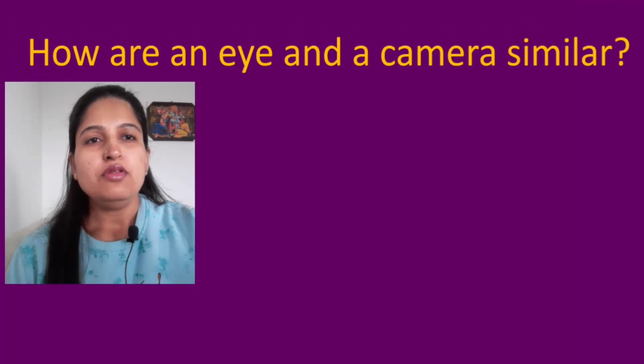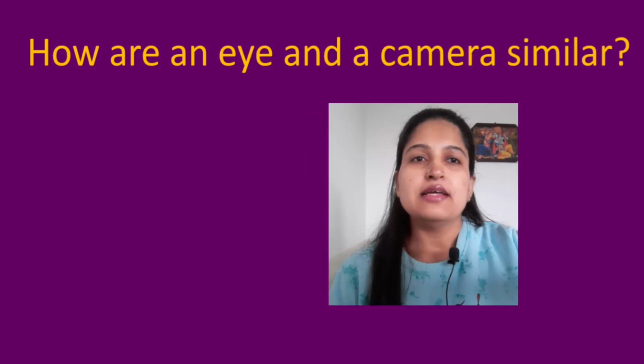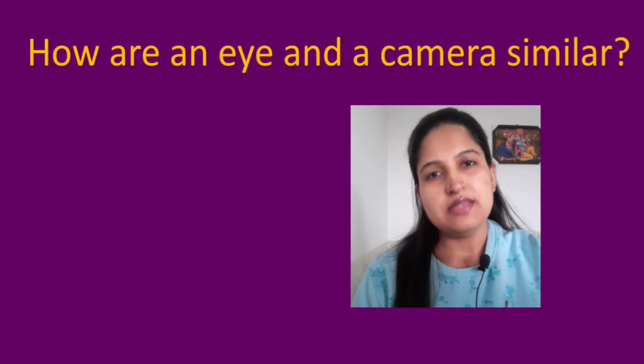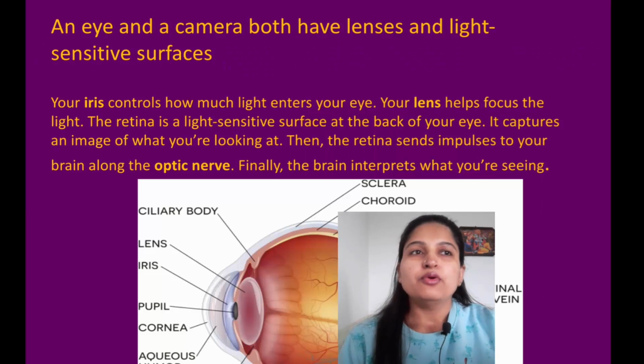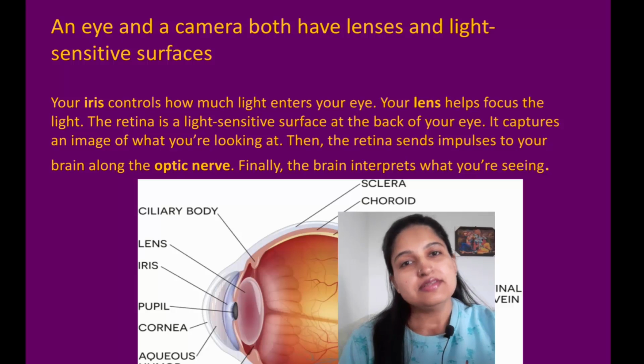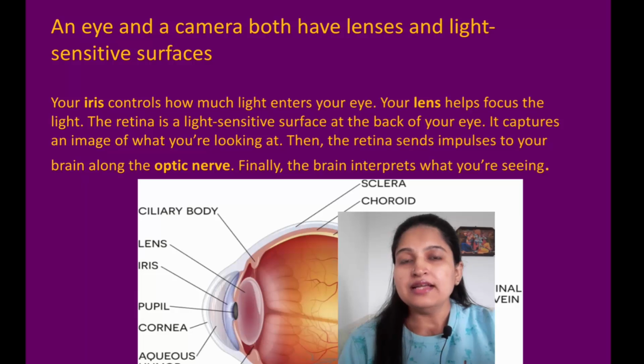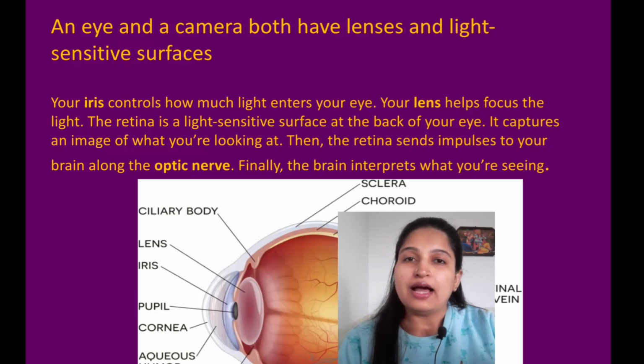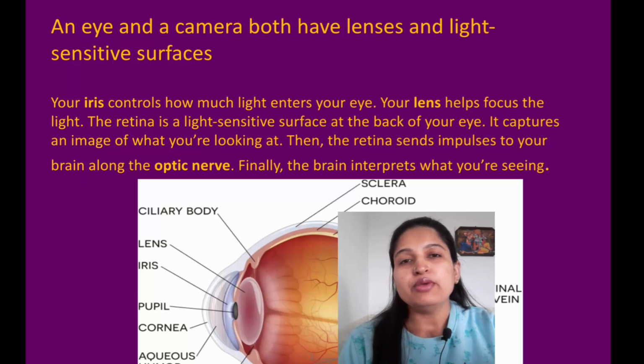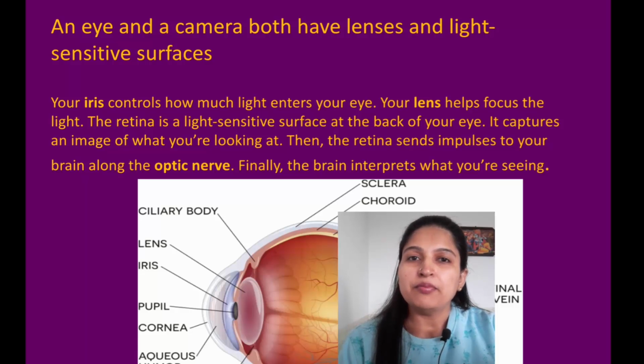Fine. So let us discuss how an eye and a camera are similar. An eye and a camera both have lenses and light sensitive surfaces, because both can help us to see things. Through the eye we see things, and through the camera we see things. Through eyes we see things and remember them in our brain, but in a camera we record the things and store them.